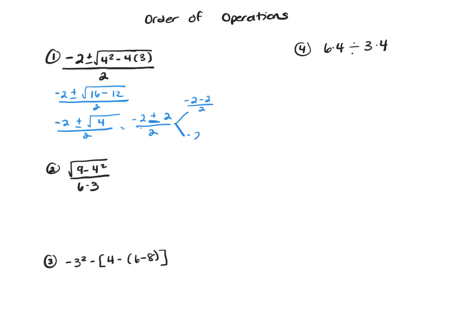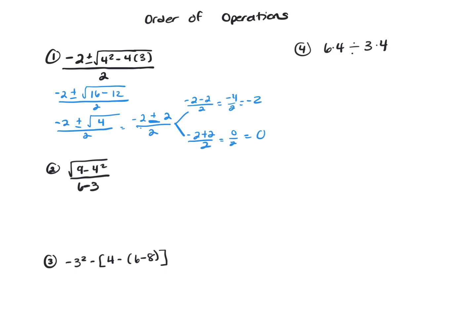Now let's do the plus. -2 plus 2 over 2. So that's -4 over 2, which is -2. And that's 0 over 2. Anytime 0 is in the numerator, the answer is always 0. So we got 2 solutions. Not solutions because we're not solving. We have 2 answers, -2 and 0.